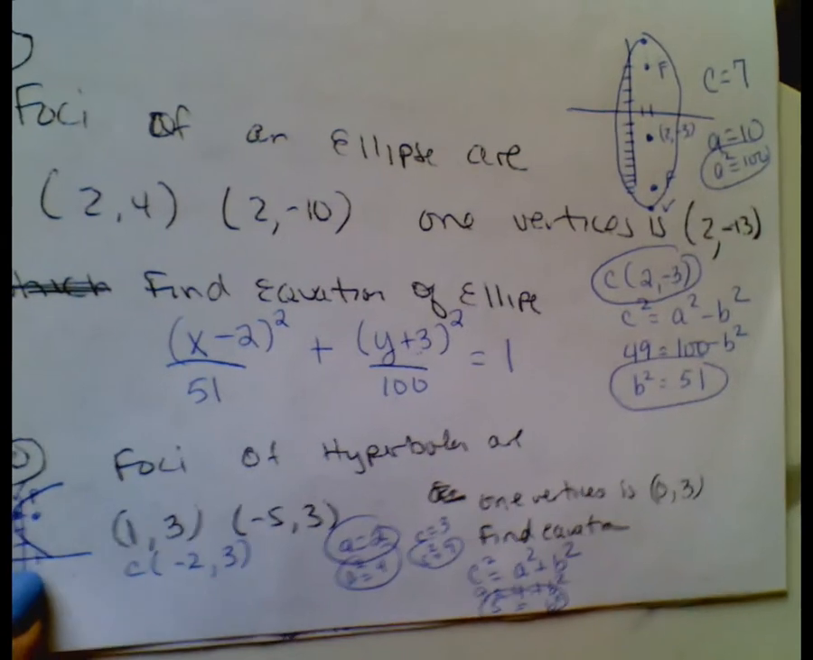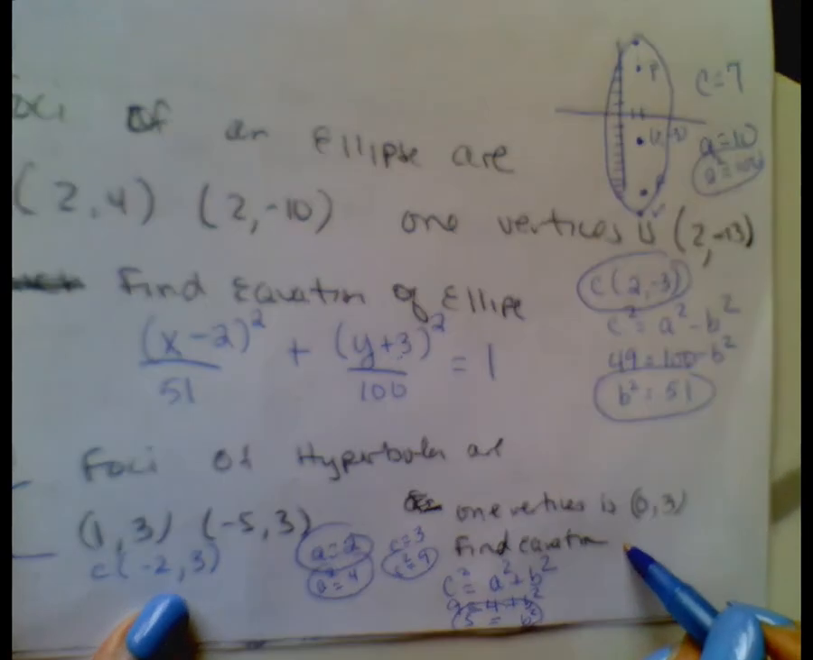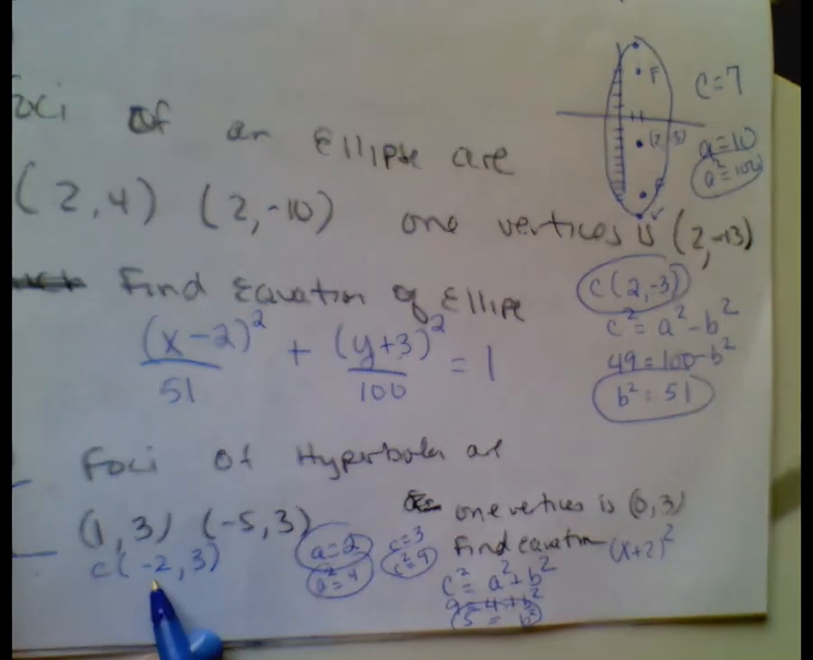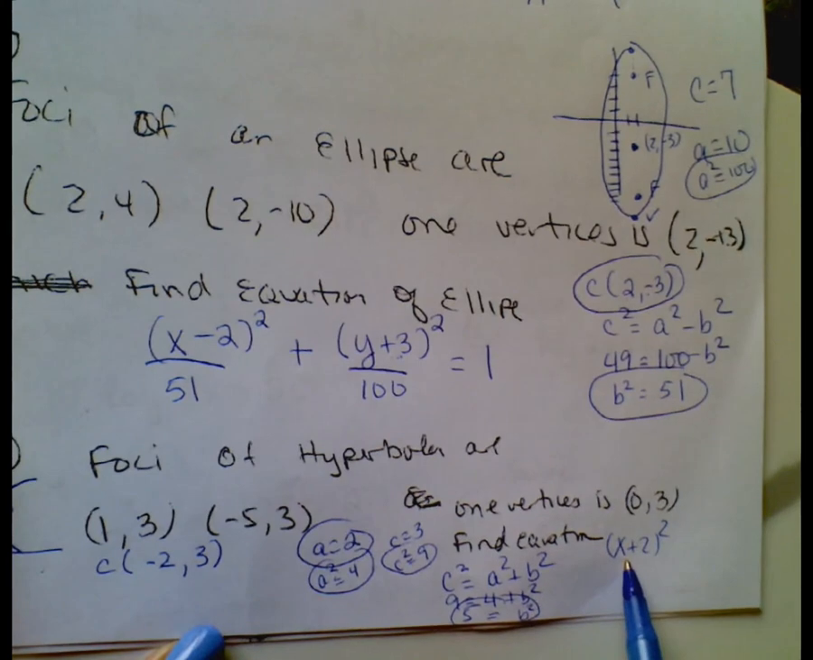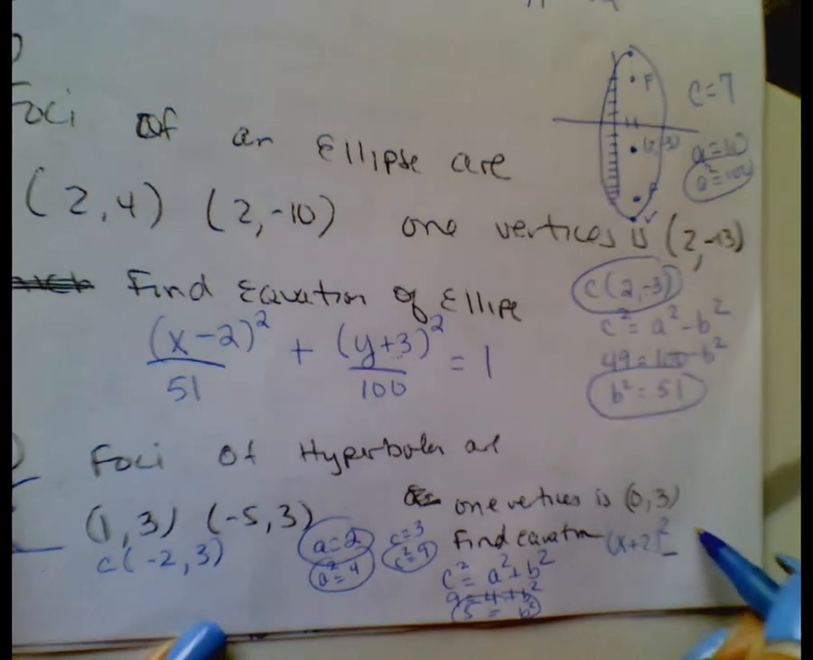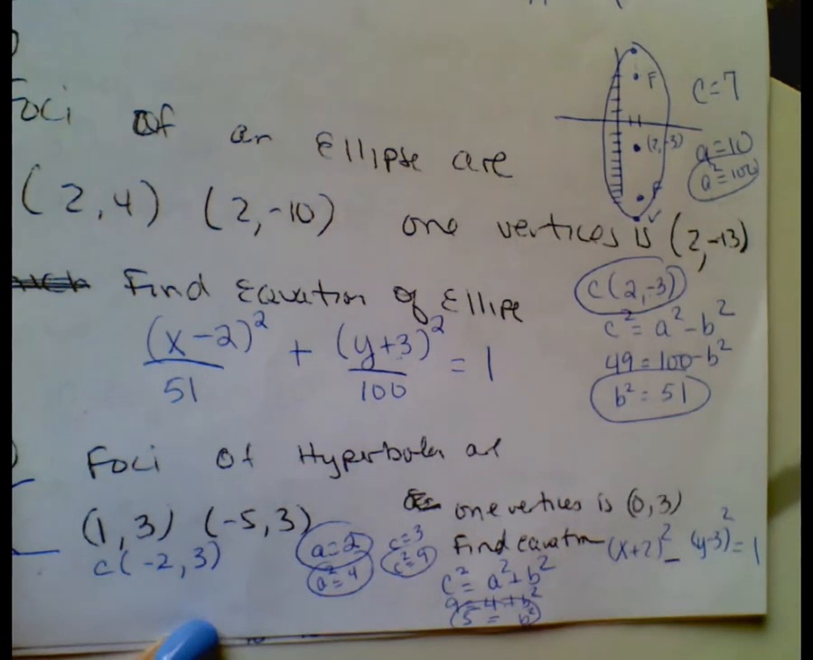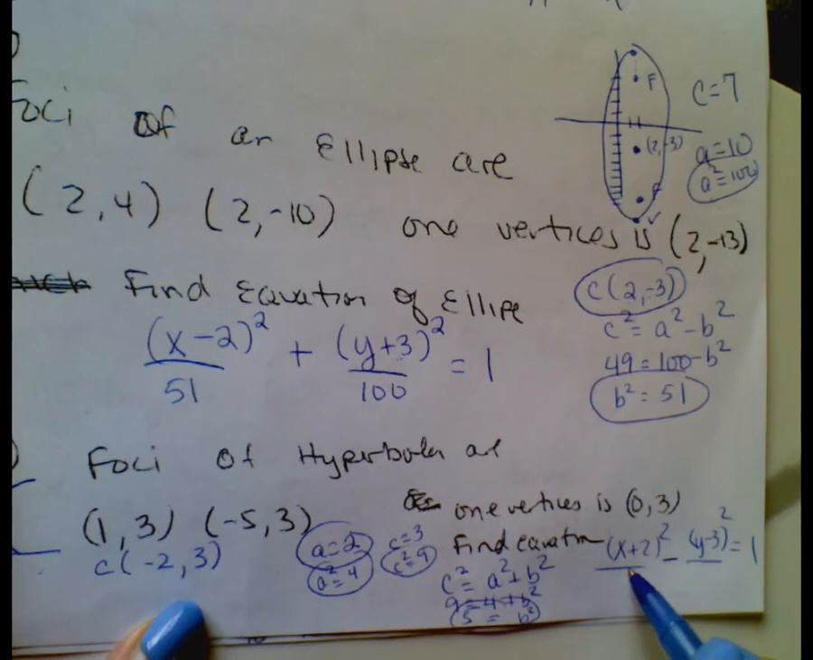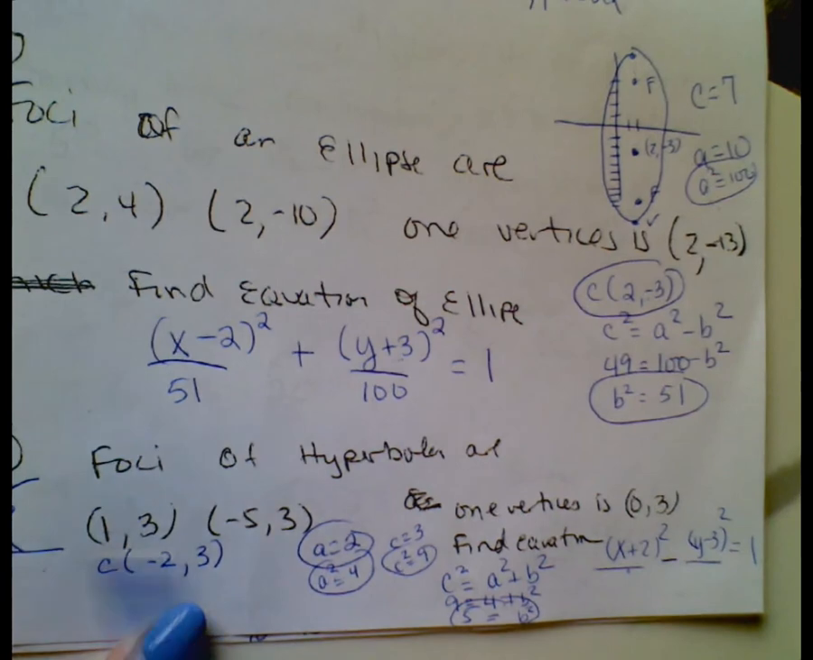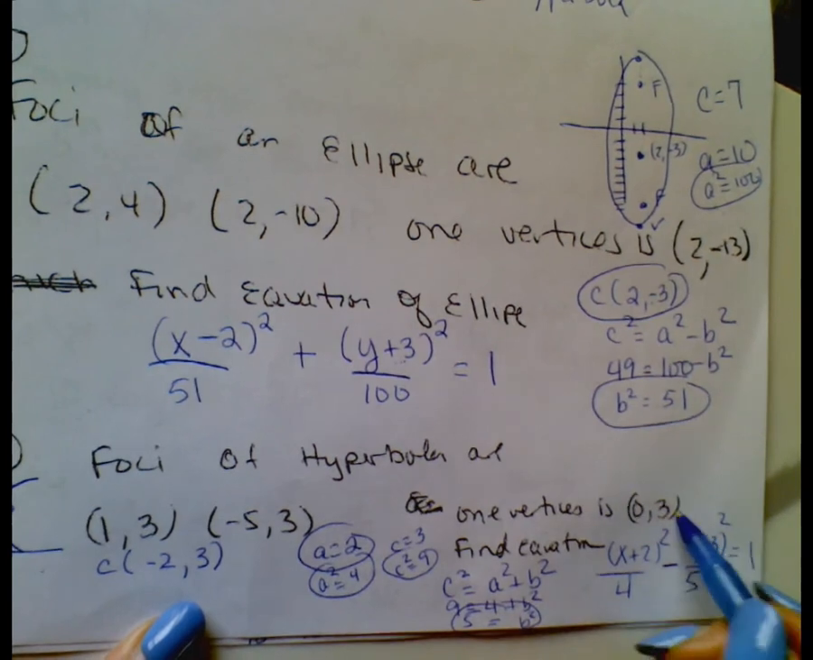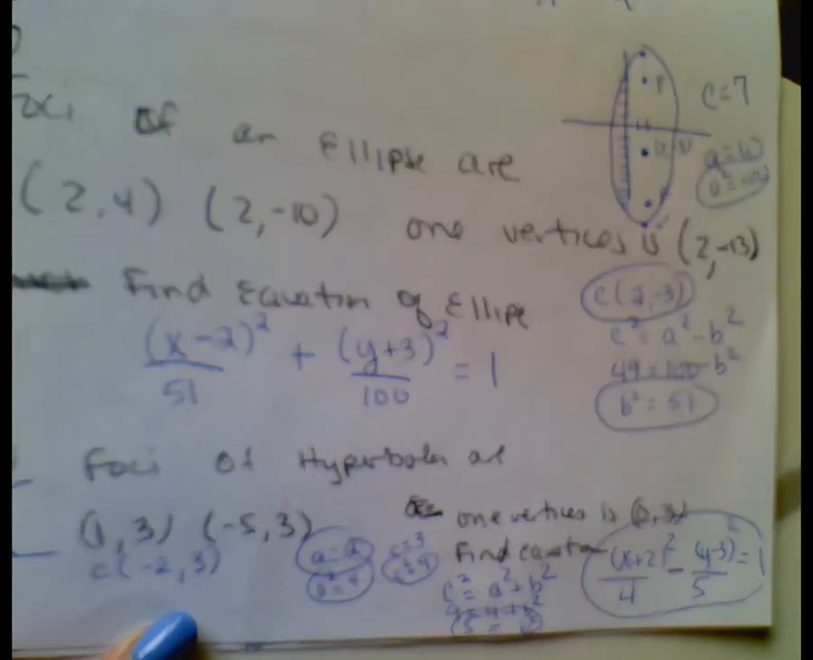That's an important number. Now, because this is the left and right hyperbola, we want the x to be first. So it's going to be (x plus 2) squared, and that's because the center is negative 2. That should be positive 2. Minus, because it's a hyperbola, and then (y minus 3) squared. All this equals 1. Now, this time we want the a squared to go under the x because it's opening left and right. So a squared, let's go find it, is 4. And b squared we just found is 5. And that is the equation of your hyperbola. And we're done.